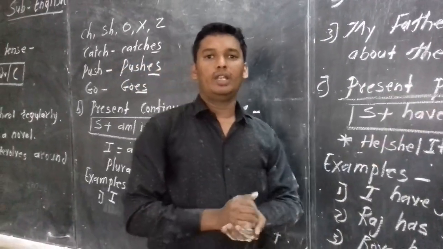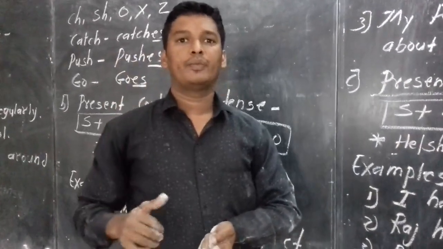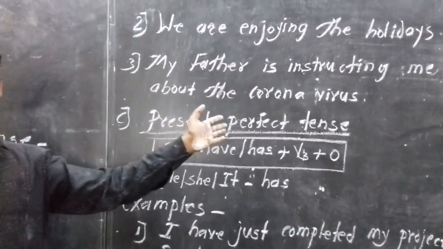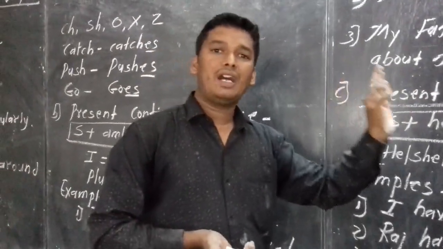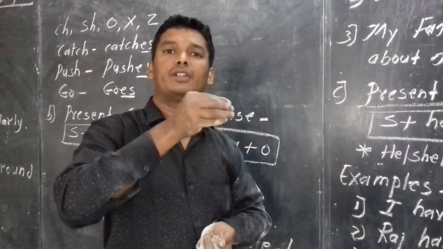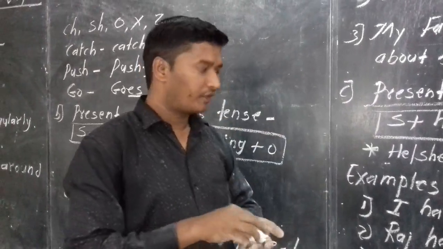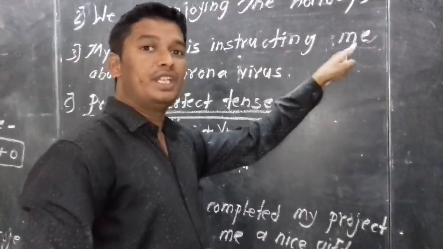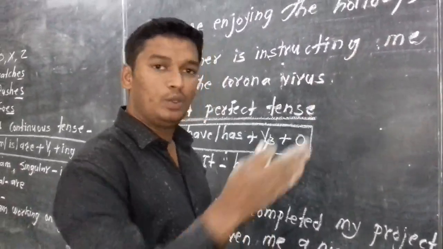Now look, we learned simple present tense, present continuous tense and present perfect tense. The last tense of present is present perfect continuous tense. Now I am going to teach you present perfect continuous tense. Look at the blackboard.